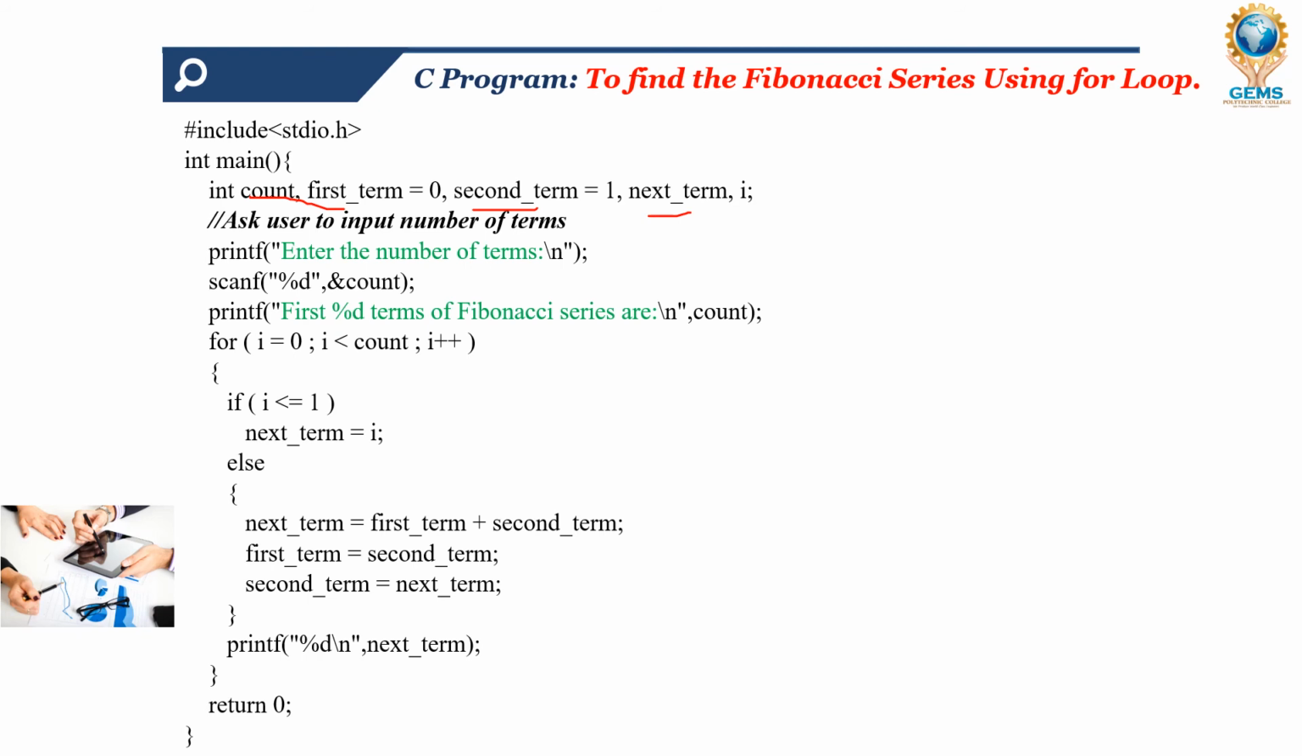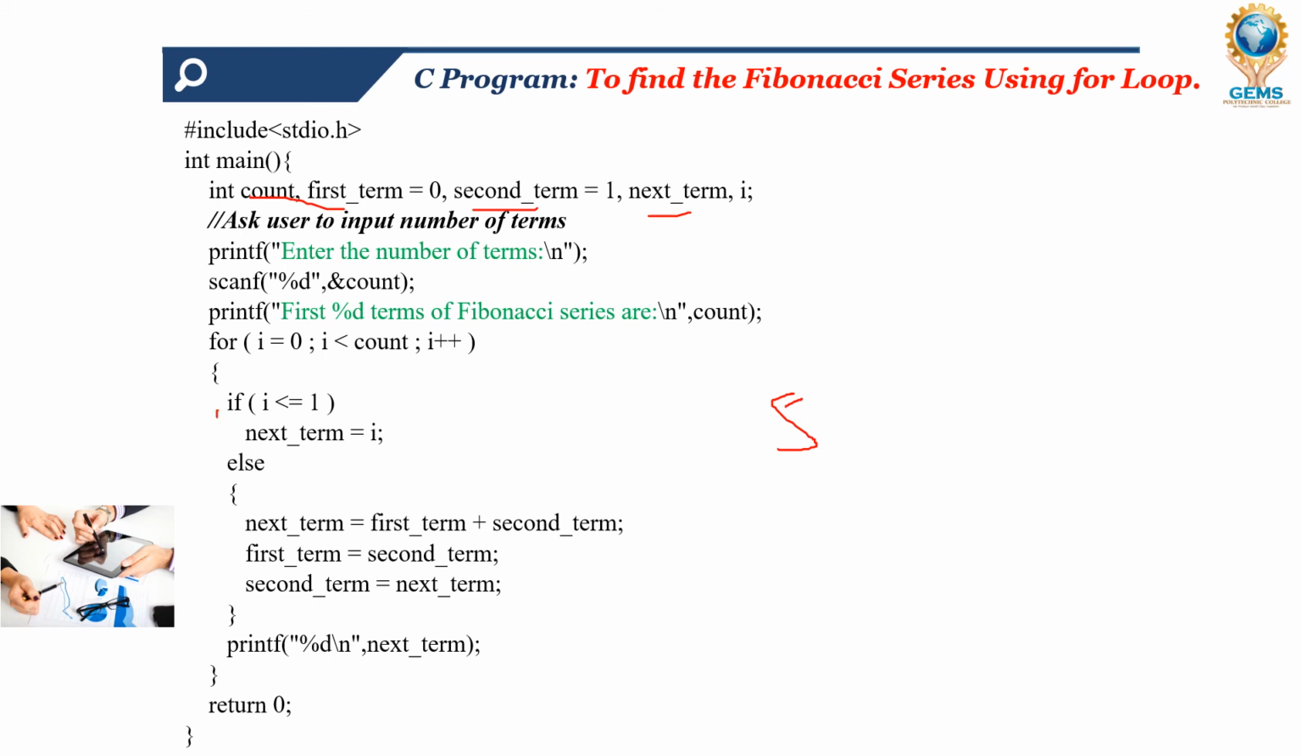Now we are using a for loop for finding the Fibonacci series. In the for loop, i is one of the variables. The initial value of i is kept as 0, then it goes until less than count. Count means the number entered by the user. Suppose 5 is our count, so it will go less than 5 only.